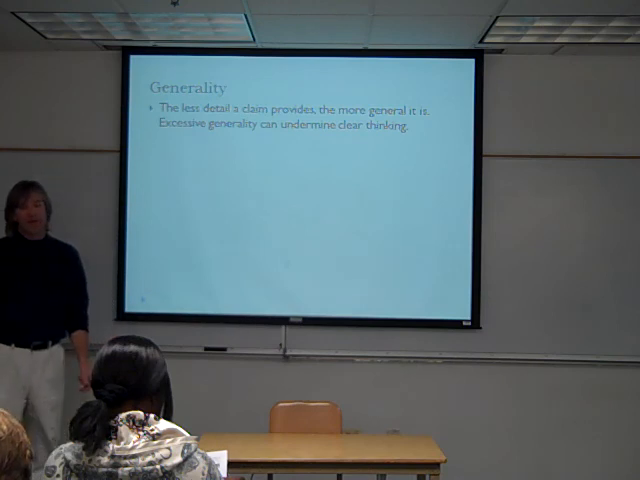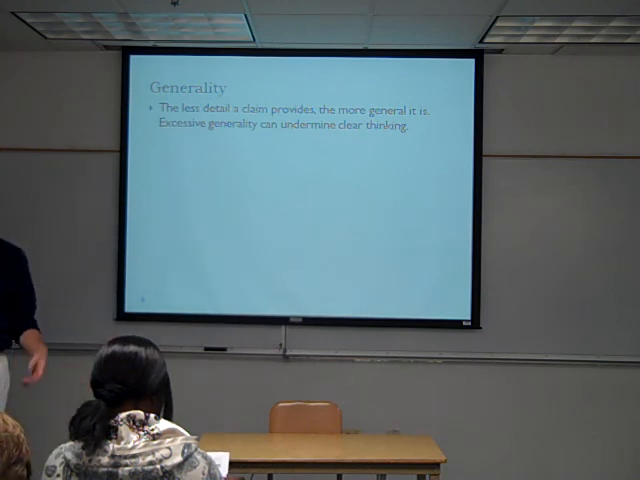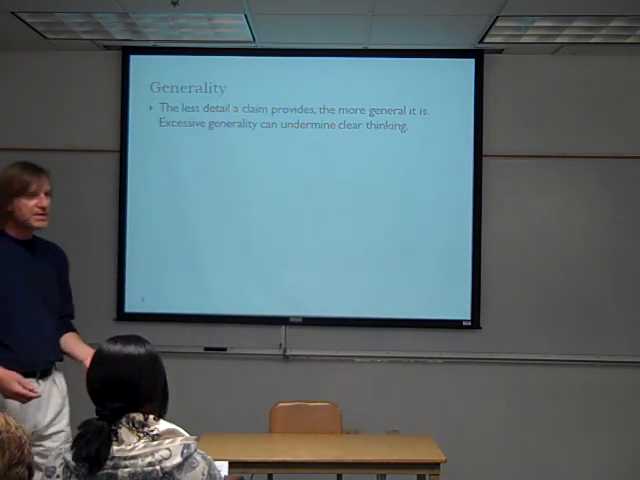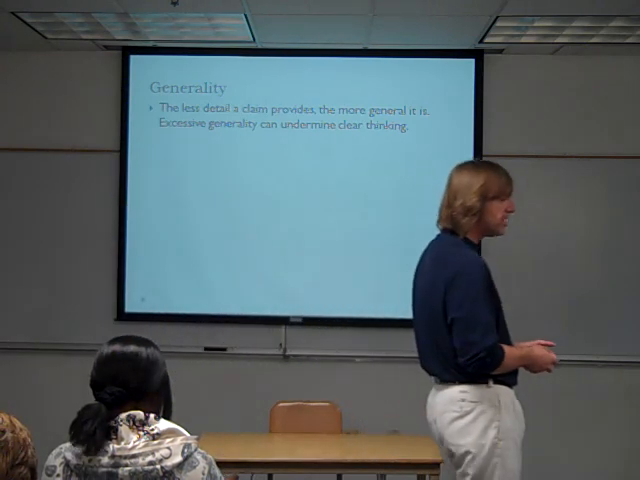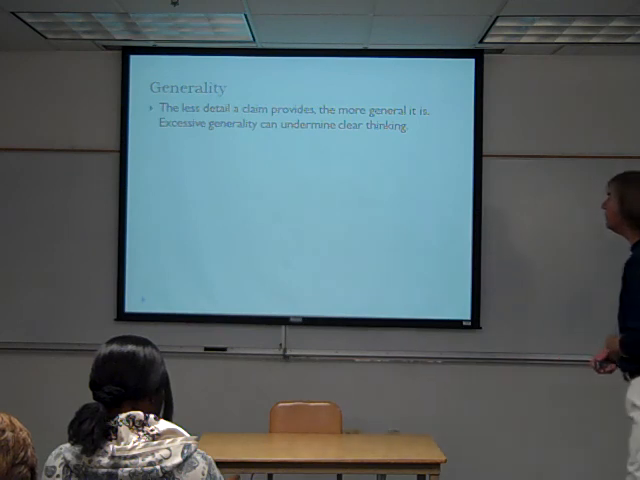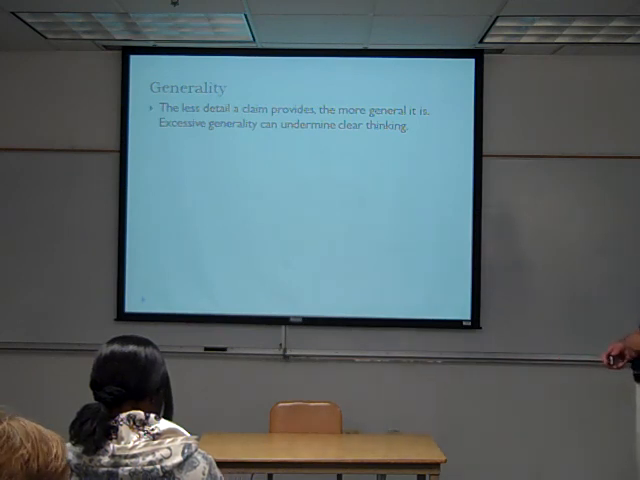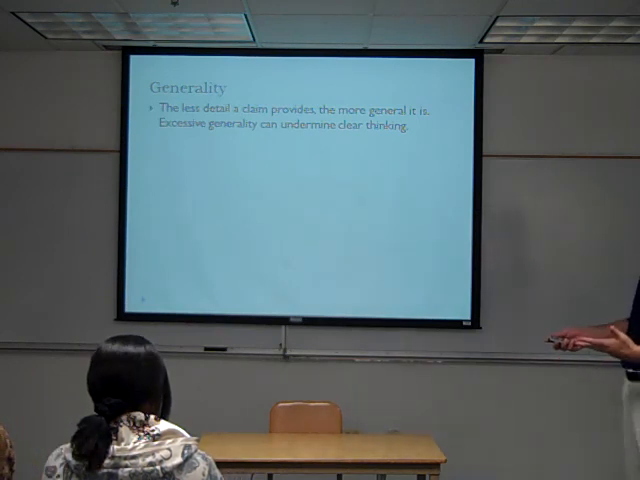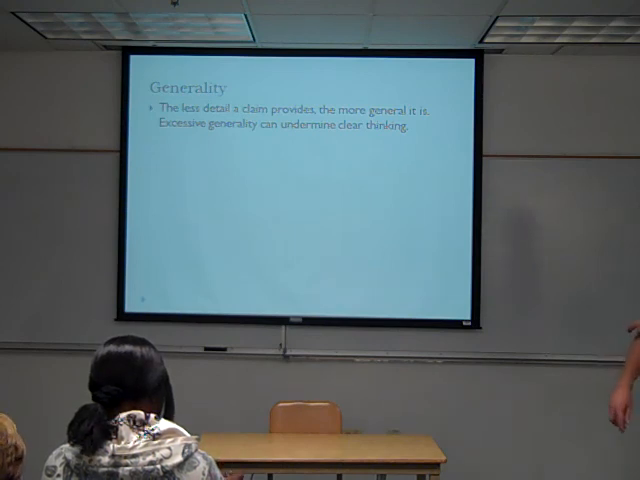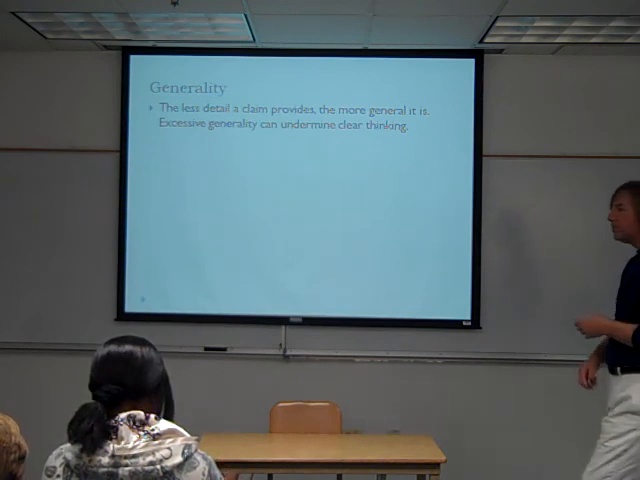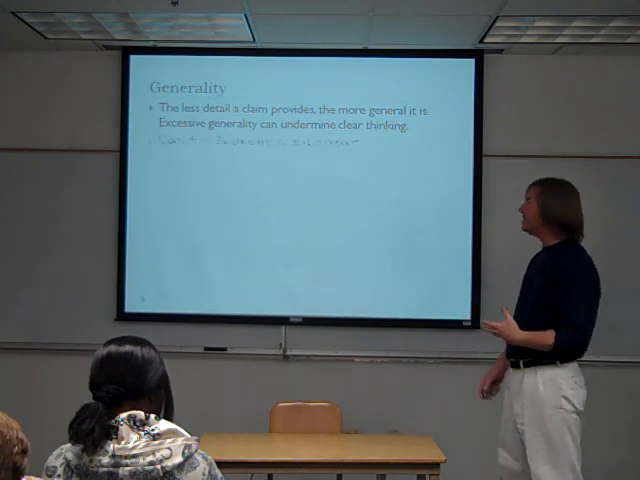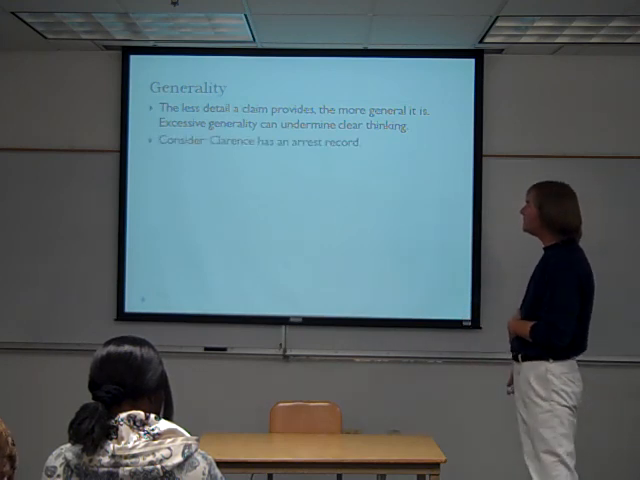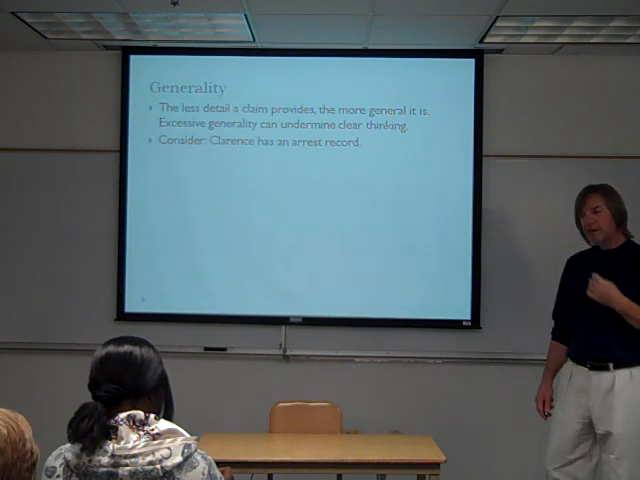All right, now another problem that leads to confusion when we write and when we argue for positions is when we're excessively general in the terms that we use. The less detail a claim provides, the more general it is. And excessive generality will undermine our ability to make our position clear. Consider this example from the book.